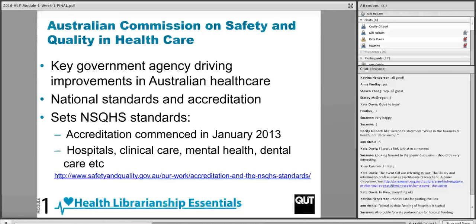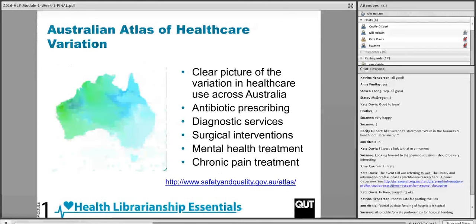If you're working in a hospital library, it's quite likely that you're going to be contributing information and knowledge to support the application for accreditation and things. So again, it's an area that you need to become familiar with. It's not just about all the clinical type of activities that Suzanne was talking about. It's much broader in terms of what you need to be on top of.